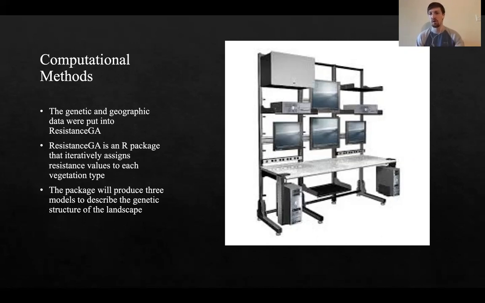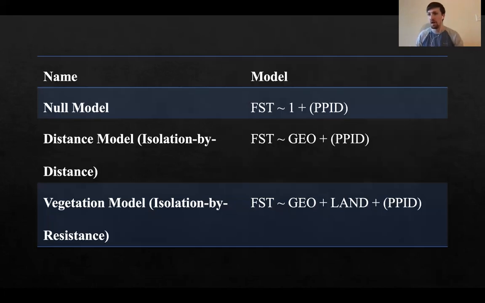This is a slide that depicts each of the 3 models that ResistanceGA will produce. The null model, as you can see, is the first model, and it has a lone explanatory variable that is PPID, and this is a random effect term that identifies each unique pairwise pond combination. The distance model is the second model, and it contains an additional explanatory variable in GEO.